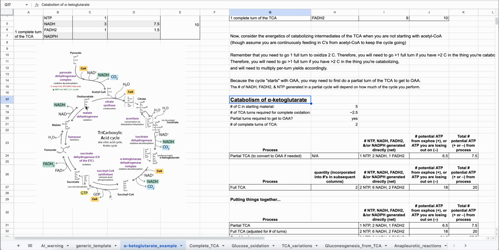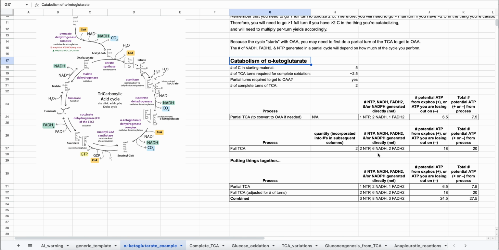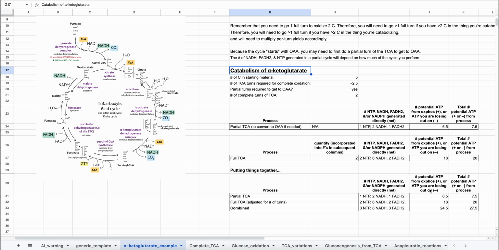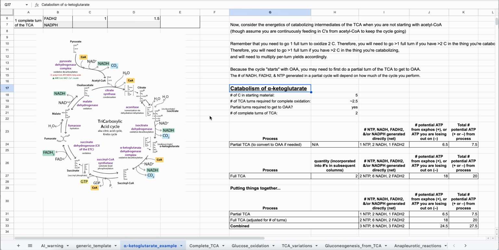So now we're back at oxaloacetate, and now we have 4 carbons. So we need to go 2 full turns of the cycle. So we have 2 turns of the TCA, and we multiply that by the 1 NTP per cycle, the 3 NADH per cycle, and the 1 FADH2 per cycle. Therefore, we multiply those out, and we get a potential of 20 ATP from this process. We now need to add those together, and we figure out that we have 27.5 potential ATP from this process. So lots of potential energy, and most of it is coming from the oxidative phosphorylation.